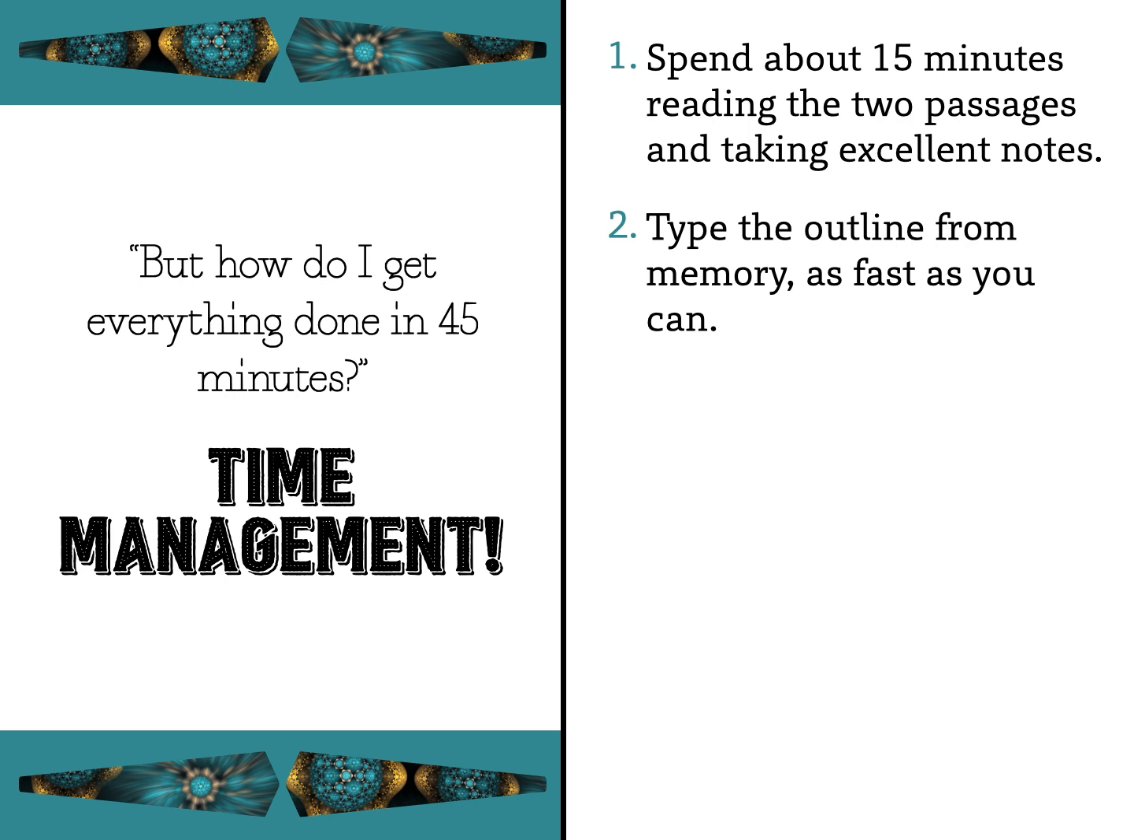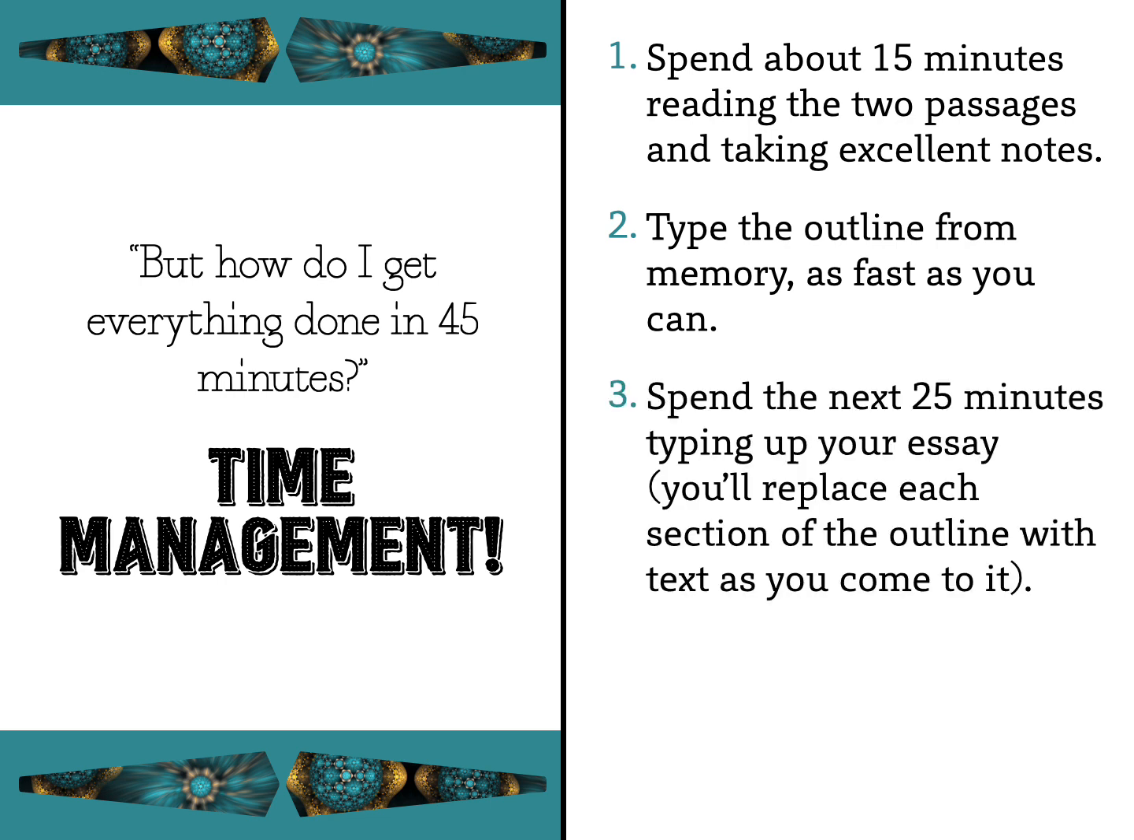You're going to then, after 15 minutes, type the outline from memory as fast as you can. And what I mean by that is literally memorize my suggested essay outline, type it out really quick, and then all you got to do is fill it in. Hopefully, if you memorize it well, you can type it in like a minute. You're going to spend the next 25 minutes typing up your essay, replacing each section of the outline with text as you come to it. And I will go over in more detail how to do that.